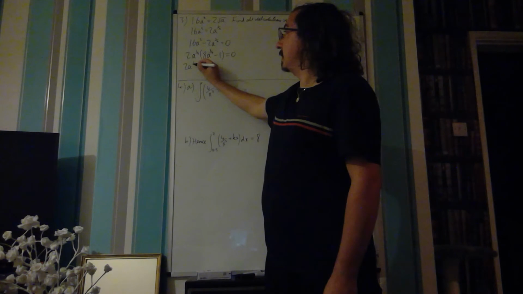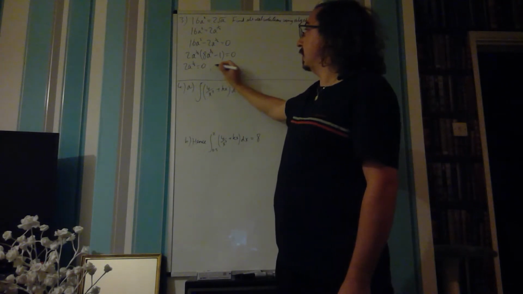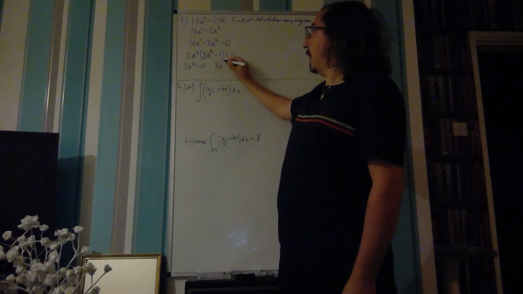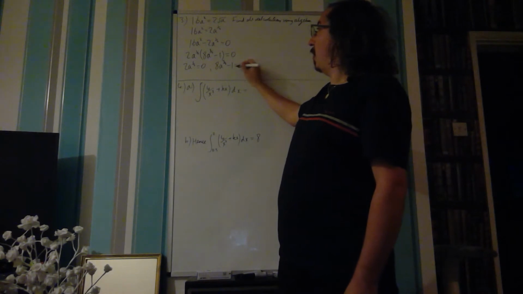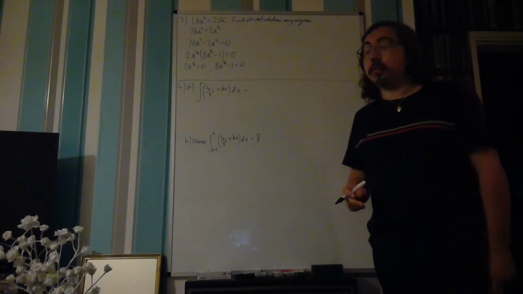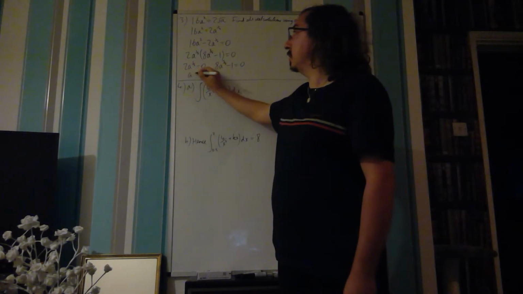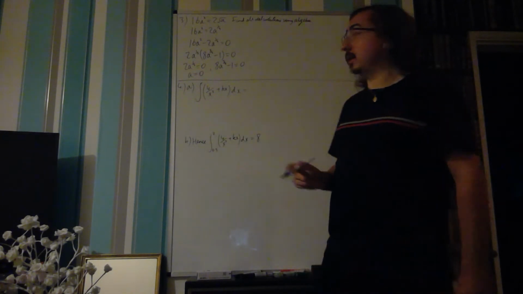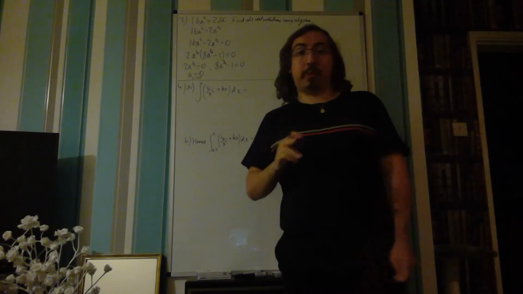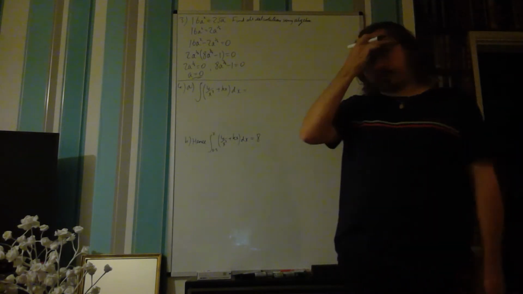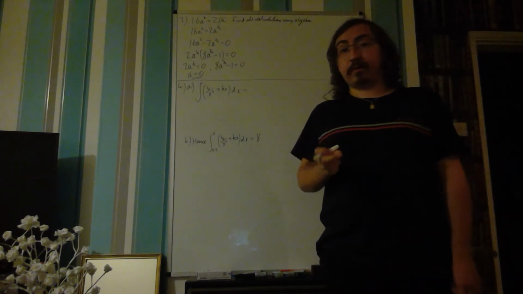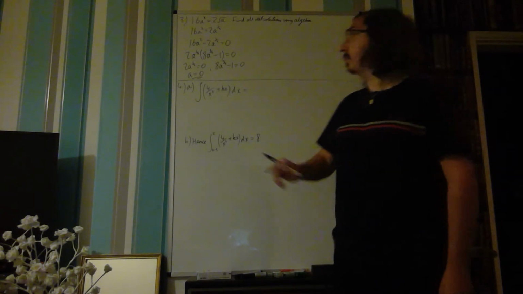We've got 2a to the half is equal to 0, and 8a to the 3 over 2 minus 1 is equal to 0. The only solution possible for the first is to say that a is equal to 0, and indeed that is one of the solutions, and that's the one that you're likely to lose a mark for if you're not careful.